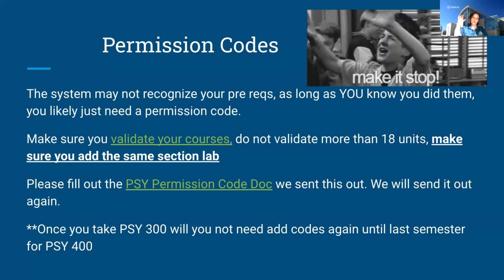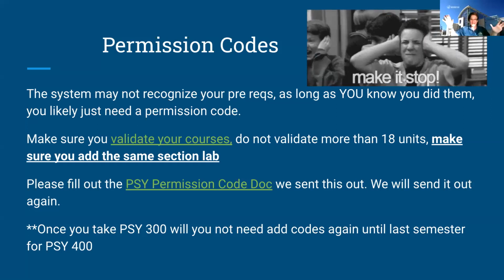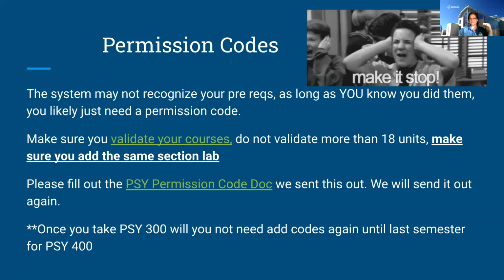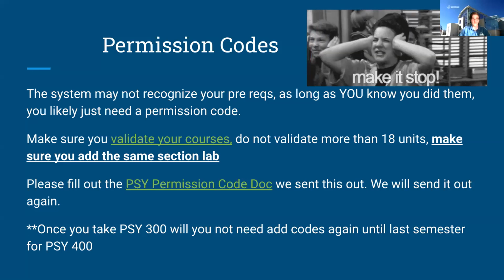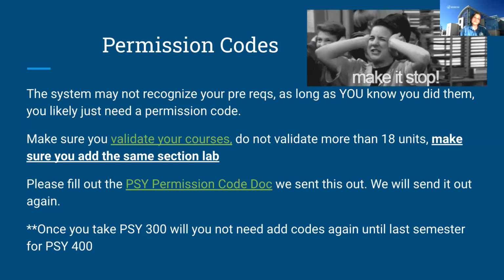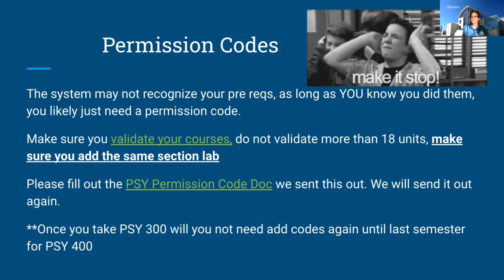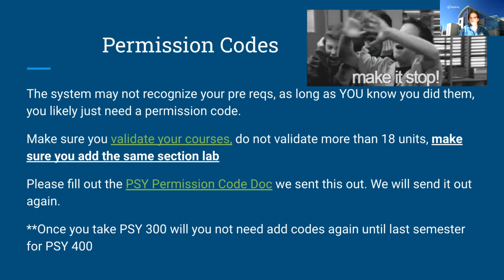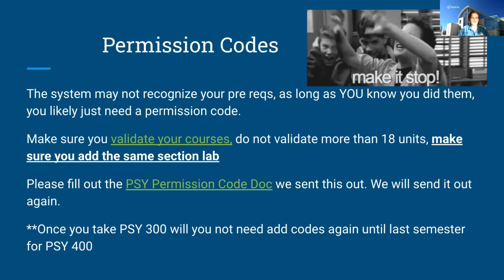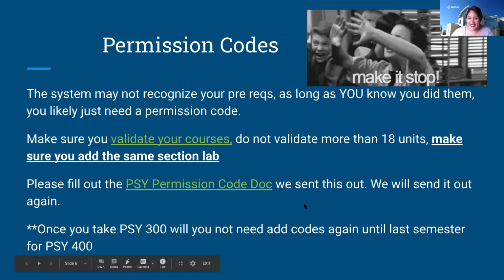And again, we are going to be sending out this presentation to everybody afterwards, so you will have all of this information in one spot in your email. And just so you know, once you take Psych 300, which we definitely encourage you to take first semester if you've met the prereqs, you will not need permission codes again until your very last semester when you take Psych 400, which is your hey, I'm ready to graduate class. All right, awesome.